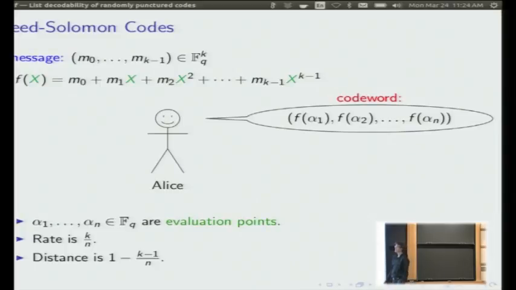In Reed-Solomon codes, Alice has some message, m, of length k. She's going to think of her message as a polynomial by just treating each of her symbols as coefficients of a polynomial. And the code word that corresponds to this message is just going to be the evaluations of that polynomial over a bunch of points in a finite field. My bunch of points, alpha 1 through alpha n, are called the evaluation points. Often it's the case that I would take the whole field, but for us it's going to be important that we get to choose the evaluation points. So the rate of this code is k over n.